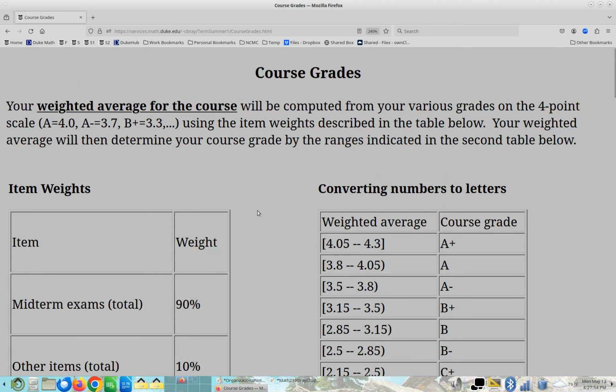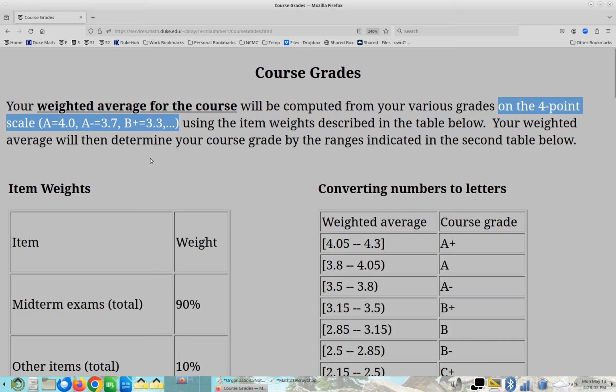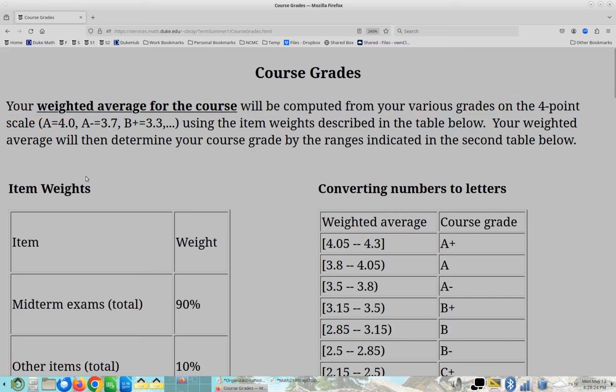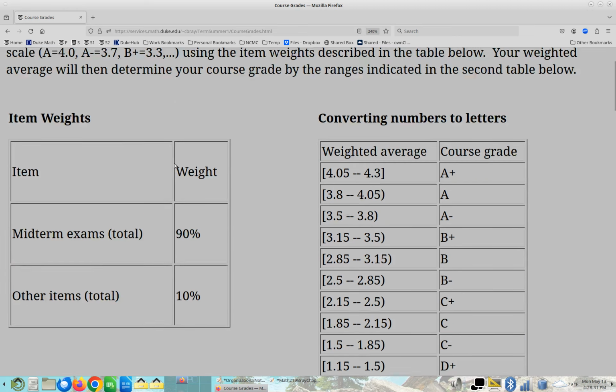And so roughly speaking, we're going to be doing a weighted average to determine your course grade. Weighted average on the 4-point scale, and just to make sure everybody's clear on what I mean by the 4-point scale, that's where A is 4.0, A minus is 3.7, etc. Right? This is exactly what you think it is. And all items from the course will be converted to the 4-point scale, and then we will do a weighted average of those 4-point scale grades for all the graded items.